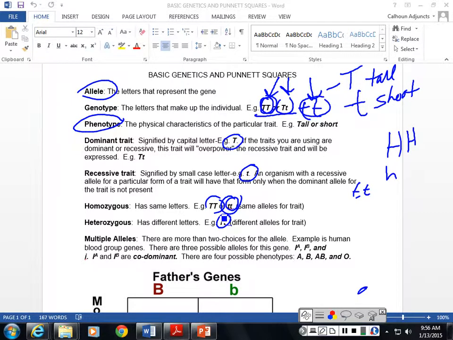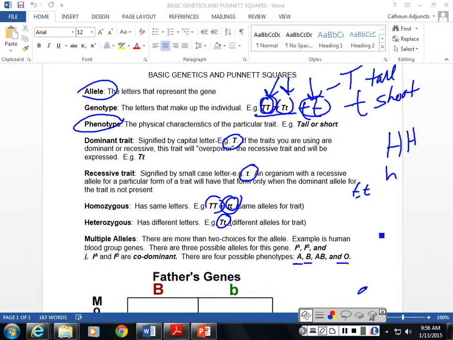Now, not everything is one or the other. It's not expressed by just two genes. Sometimes there are multiple genes that can be expressed, and blood type is an example of that. You actually have an A allele, a B allele, and an O allele. You can combine those in many different ways to get different blood types, and I'm going to talk to you about that. So let me scroll down.